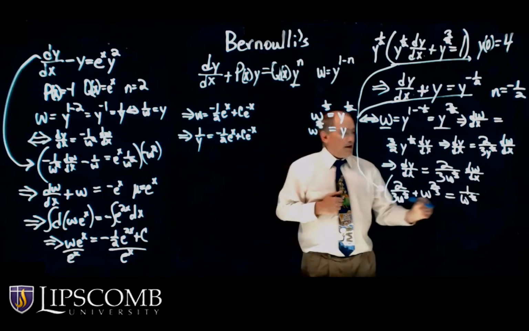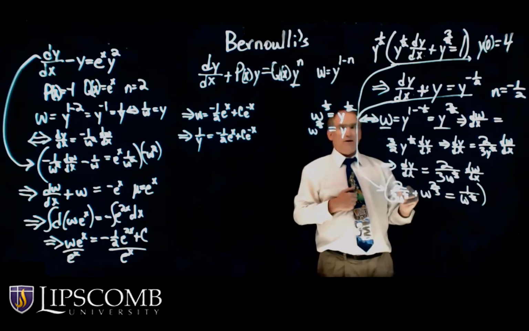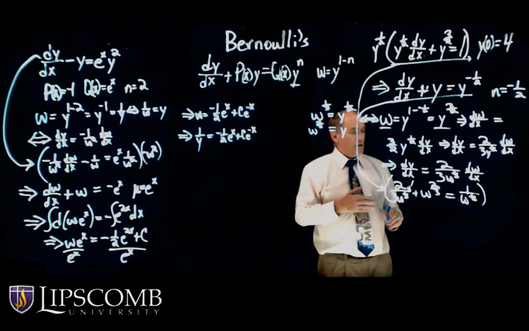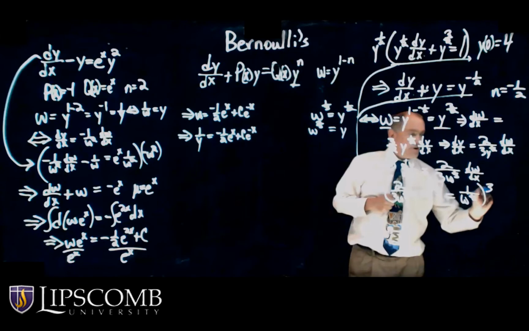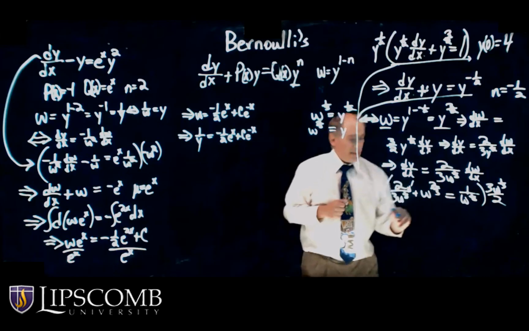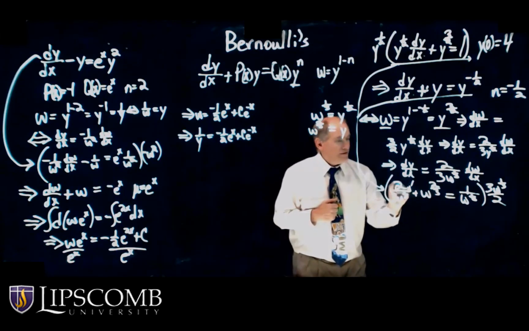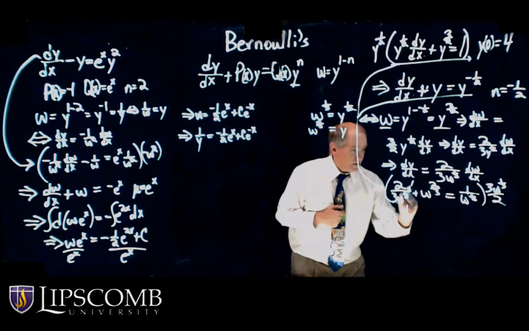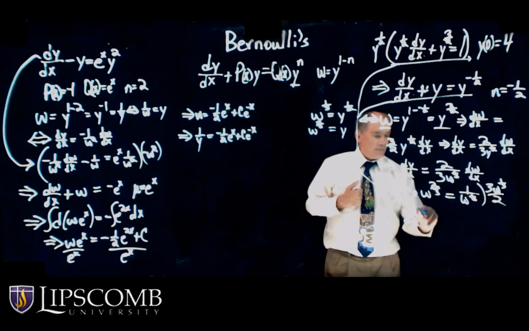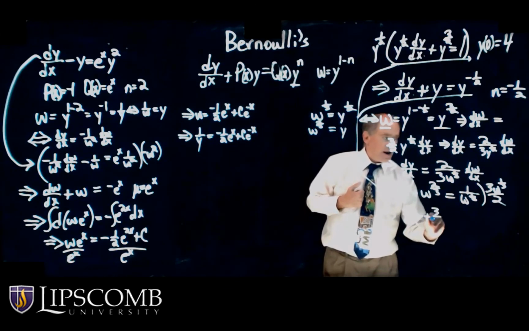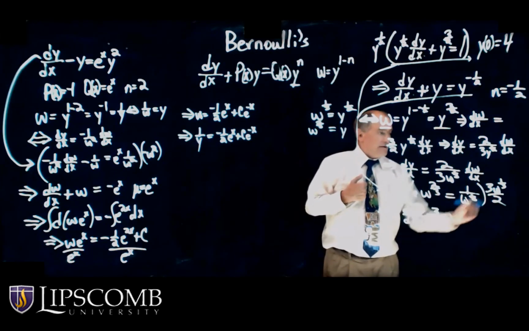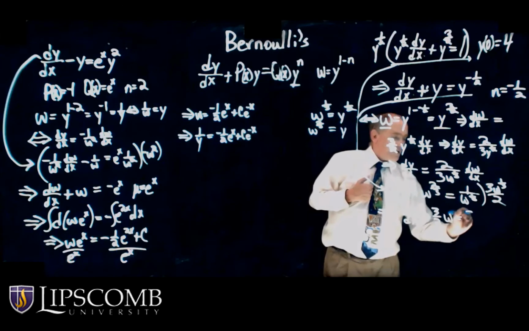So let's multiply everything, and I left out, of all things, I left out my w prime right here. Now, let's multiply everything by 3w to the 1/3 over 2. So, what do I get? Well, these guys cancel out, and I'm left with that w prime that I accidentally left out, dw dx, plus 3/2 w to the 1/3 times w to the 2/3 is w. The w to the 1/3 cancel out, so I get 3/2.